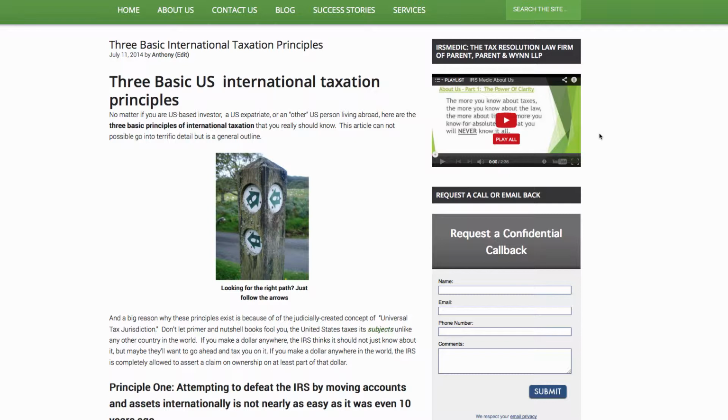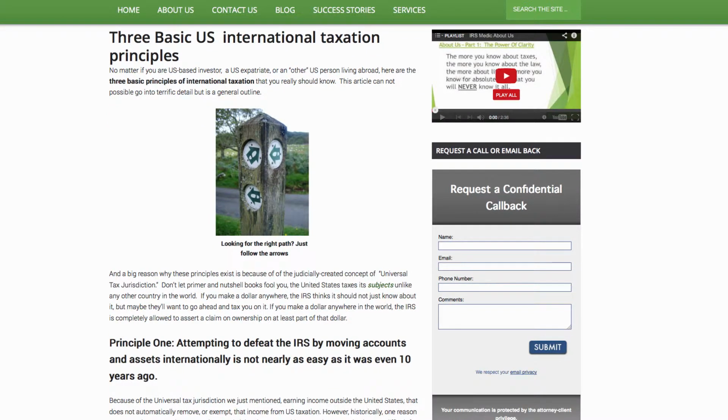And in this video, I want to talk about 3 basic U.S. international taxation principles. These are some of the more difficult concepts, but absolutely fundamental, that you could easily make a mistake about because they do go against common sense a little bit. So this is really for anyone who's a U.S.-based investor thinking about investing overseas, a U.S. expatriate, or any other person who might have an international exposure who also happens to be a U.S. person as well.